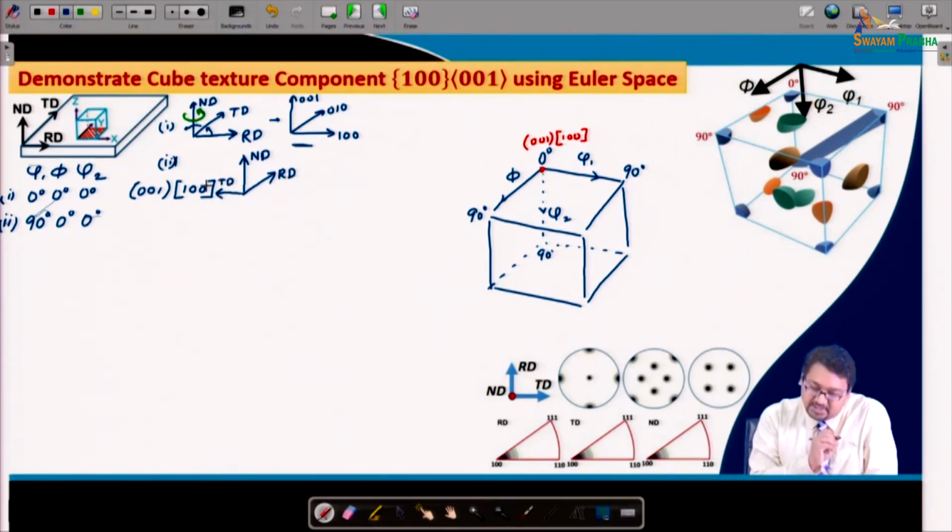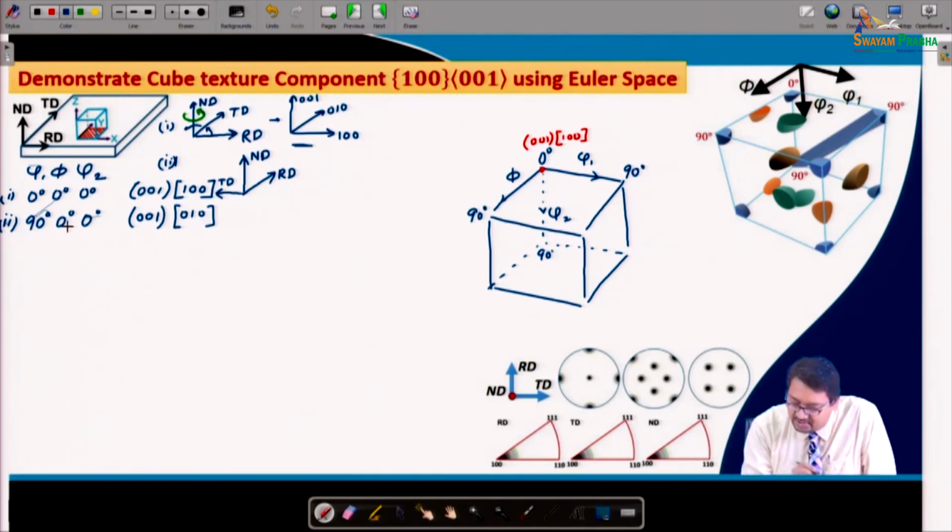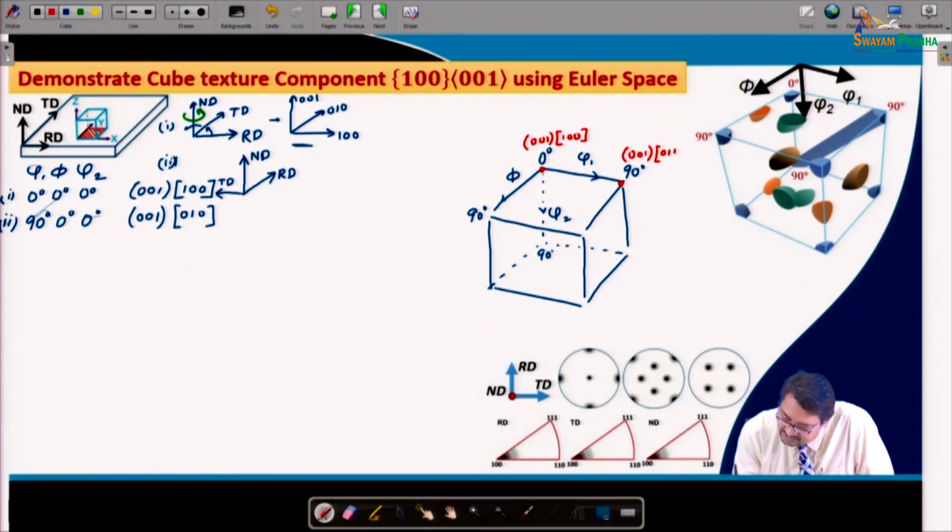So, this is the second case, and in this case what happens is that ND remains parallel to 0 0 1 and RD becomes parallel to 0 1 0, right. So, the position 90 0 0 can be shown here in the Euler space at phi 1 equal to 90, phi equal to 0 and phi 2 equal to 0, and that becomes equal to this position, and that becomes equal to 0 0 1 0 1 0, right.